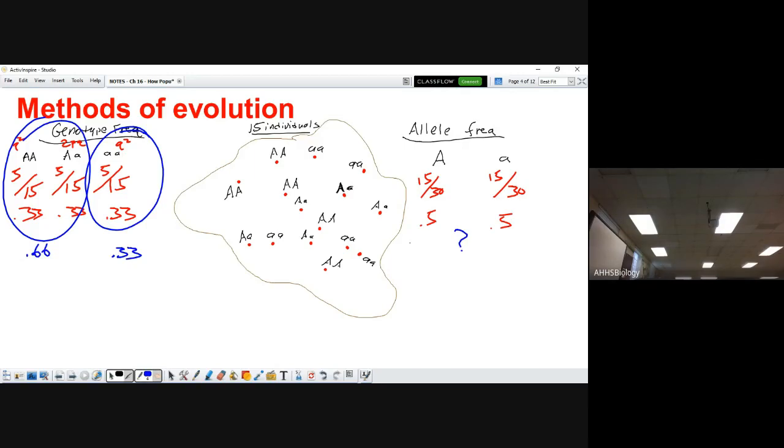So the square root of 0.33 is not exactly this. It's actually 0.57, okay? And so the point of that is to say, if you can count individuals, if you can see them, then do that. Just count from this, right?